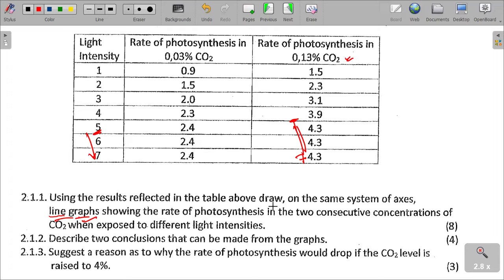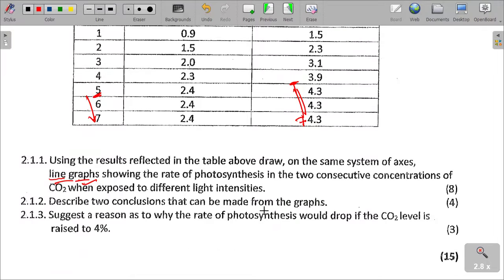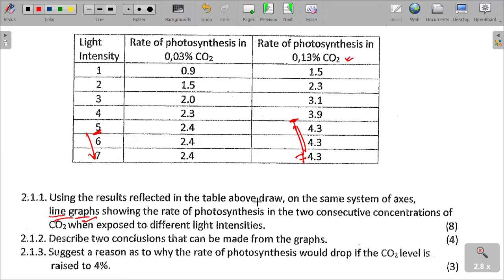We are supposed to draw two graphs here. These are line graphs which are supposed to be showing the rate of photosynthesis at 0.03 and also 0.13%. So in any case, you must understand that a graph must always have a title. I'm just going to do it here for the interest of space, and let me just draw it here.